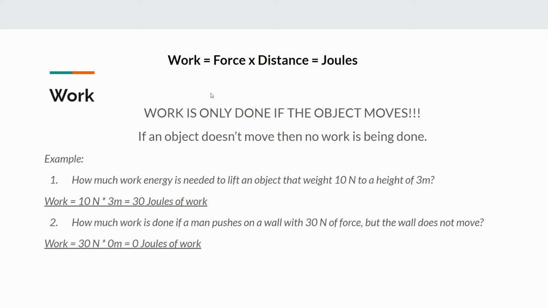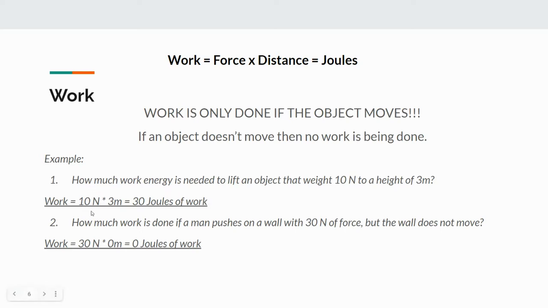Okay, and we can calculate work by simply multiplying force times the distance, and the unit for work is joules. So here are two examples. How much work energy is needed to lift an object that weighs 10 newtons to a height of 3 meters? The amount of work is force times distance. We need to use a force of 10 newtons, and we need to move it 3 meters. So 10 times 3, we get 30 joules of work.